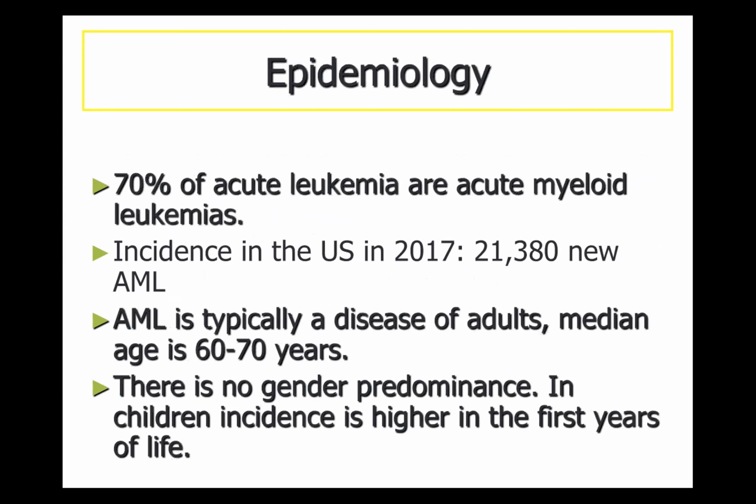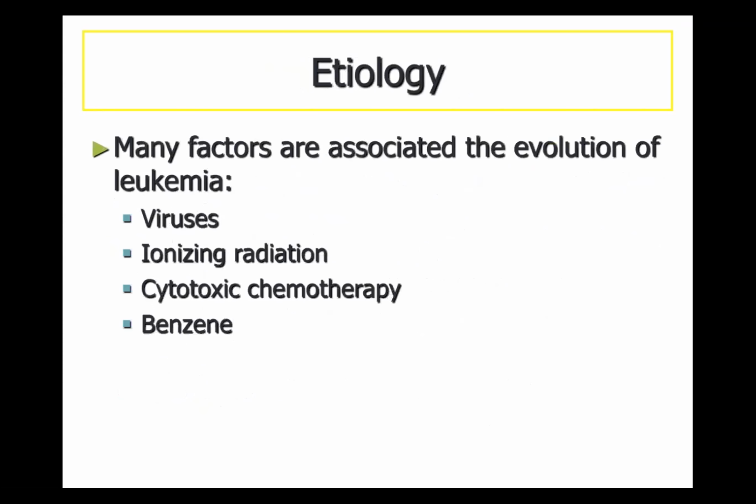70% of acute leukemias in general are going to be acute myeloid leukemia, so it's more common than lymphoblastic leukemia. In the US in 2017, there were 21,000 new cases of AML. It's typically a disease of adults around 60 to 70 years, and there's no gender predominance. The etiology, we always say some viruses can cause acute leukemia. Radiation and chemotherapy have been proven to cause leukemia, and in this case, we're going to call it therapy-related acute myeloid leukemia, and also benzene.